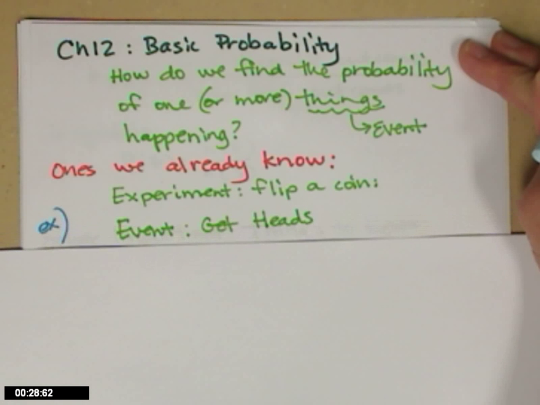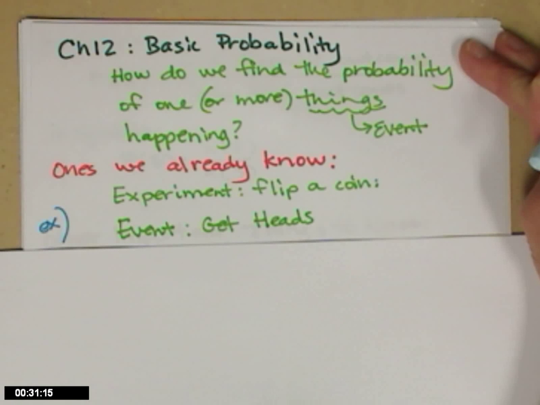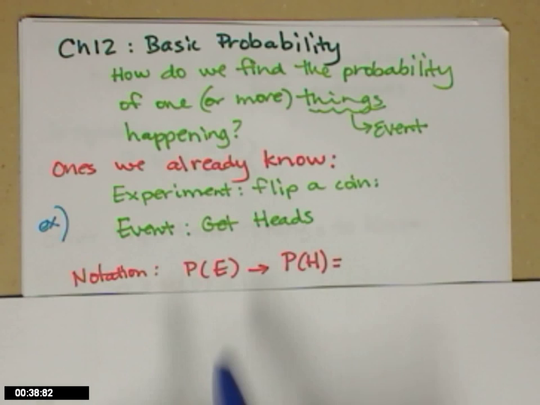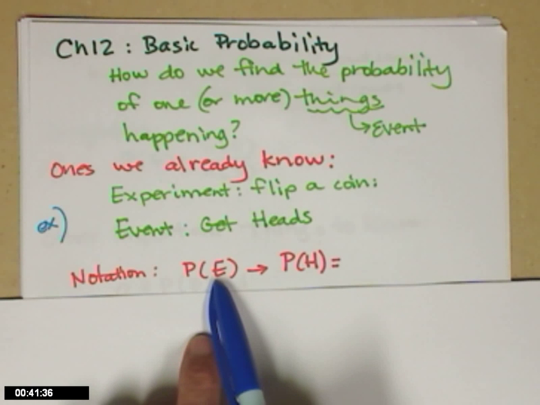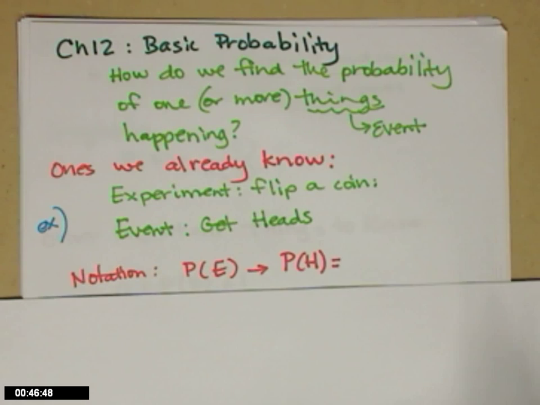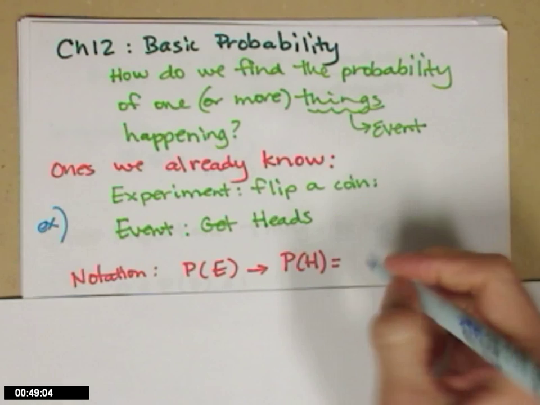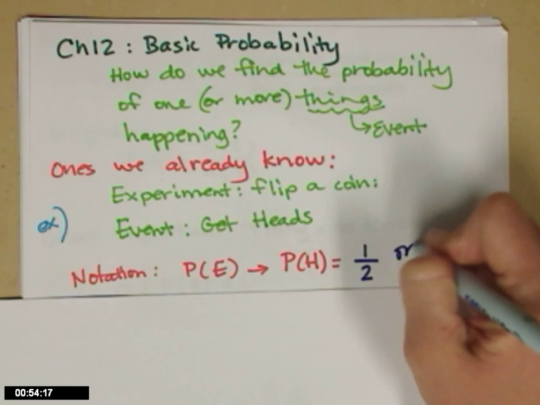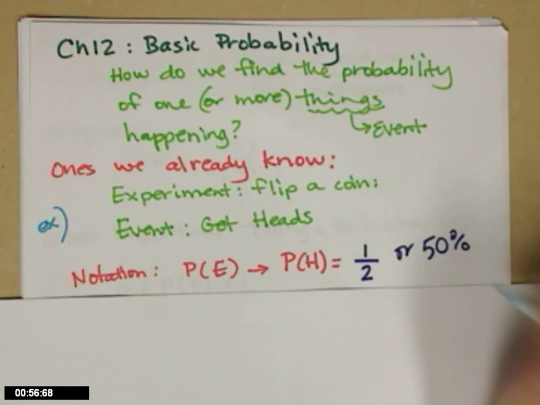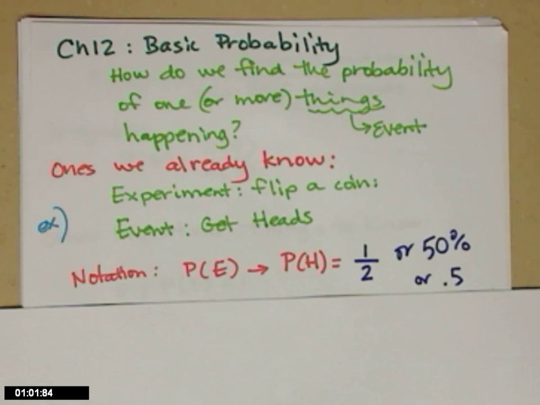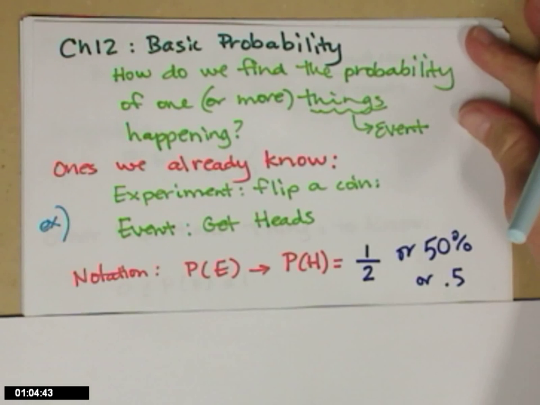So, here's our first example. If we flip a coin and the event is getting heads, this is how we would write that notation. The probability of the event happening, so in this specific case it would be the probability of getting heads. And what is that? If you flip a coin, what's the probability that you get heads? I know everybody's going to say 1/2. Or maybe you'd say 50%. Or maybe you'd say 0.5. You can say any one of those things, and they will be just fine.